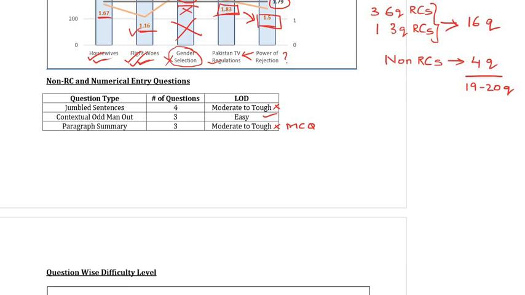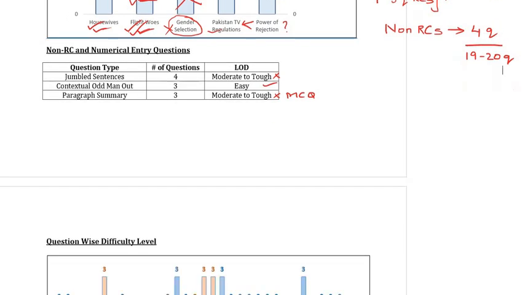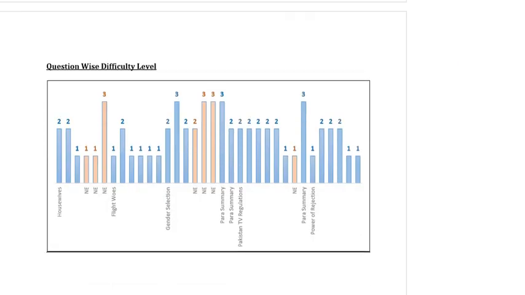Let's have a look at the third graph here, which we will show for each section. This essentially indicates the difficulty level of each question from question 1 to 34. The blue bars indicate the MCQs while the pink orange bars indicate the numerical entry questions. So here, as you can see, we spoke about this passage on gender selection.